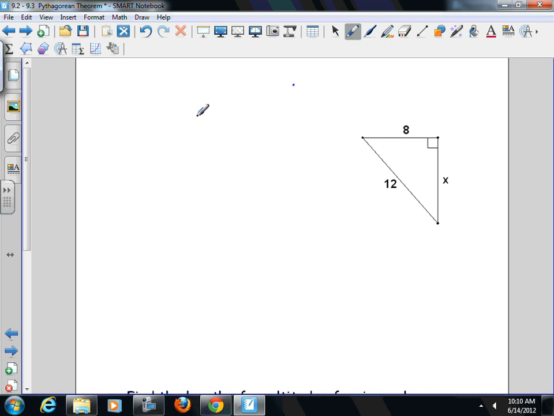Here we're given another right triangle. We have our Pythagorean theorem that we're going to be using to find our third side. In this case, we know that one of the legs is 8. We don't know the other leg, so we'll just call it x for b. And the hypotenuse, the longest side, is 12. The hypotenuse is always directly opposite the right angle. So let's plug our numbers in.